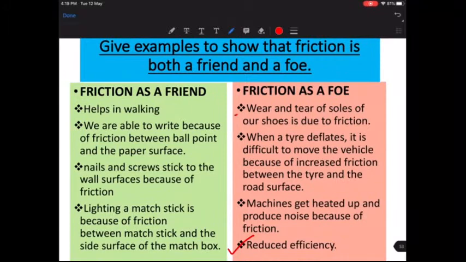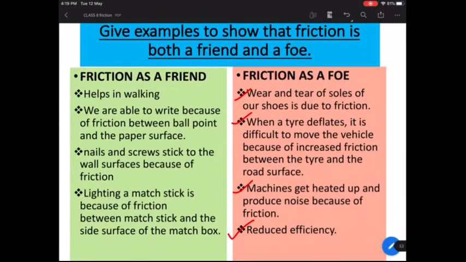So write down all the disadvantages when they ask you how friction is your enemy or your evil or a foe. All these carry the same meaning. So this slide I'm not going to explain again because we have already done it.